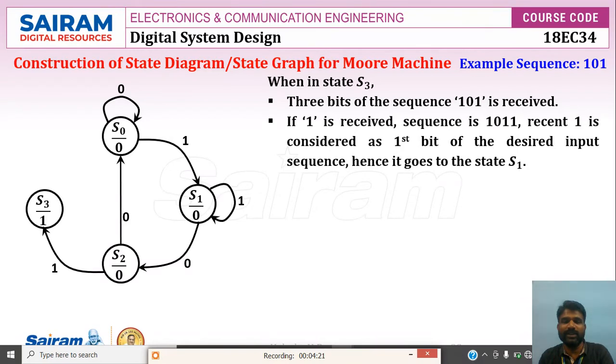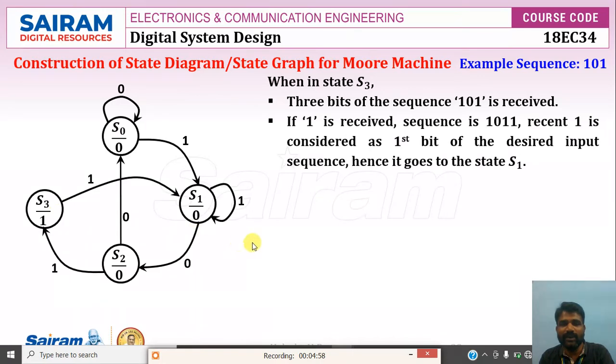Now again in this state, if 0 is received or 1 is received, what happens? If 1 is received, we have already received 3 bits, 101, so the received sequence becomes 1011. In this, the recent 1 is considered as the first bit of the desired input sequence. So 1 is represented in the state. If 1 is received, we must be in state S1. Hence it goes to state S1 if 1 is received in S3. Clear?